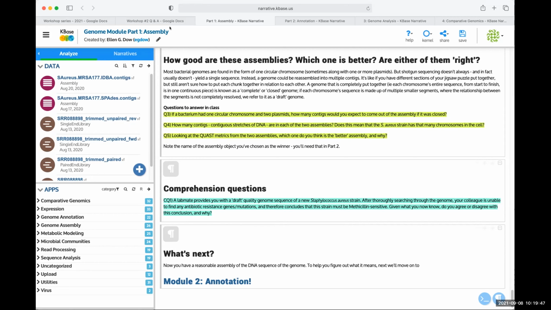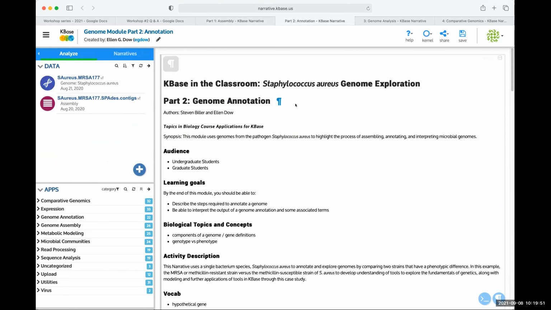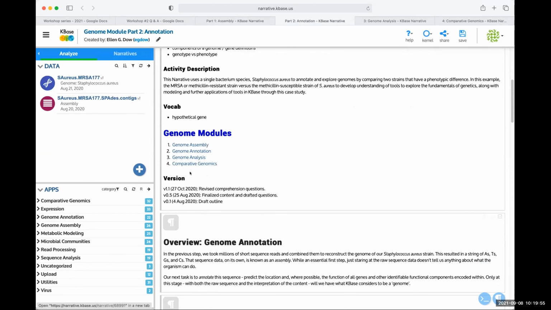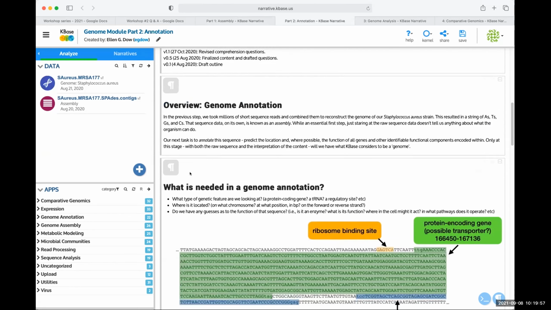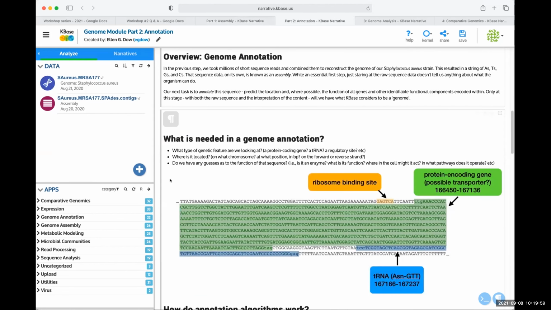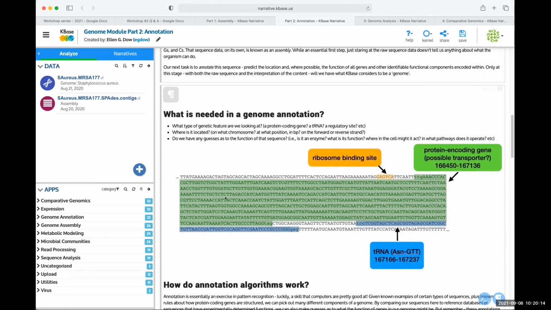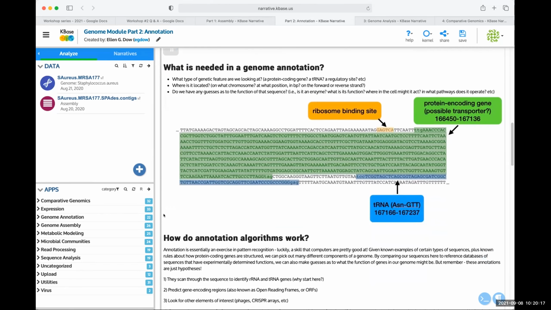So after we've assembled the genome, now we move on to the next part, which is annotating it. This is an opportunity where I talk about what we had discussed in class about what makes a gene, what some of these basic properties of a gene are: a start codon, a stop codon, what it means to have a ribosome binding site, what promoters are, all of that. So we use this diagram as a place to begin discussing that.